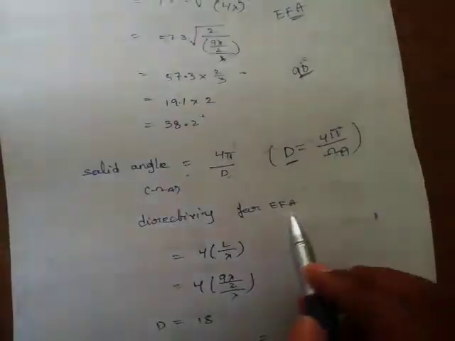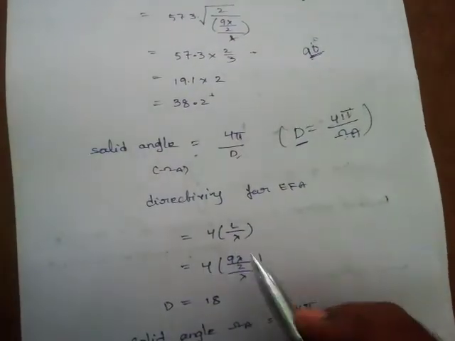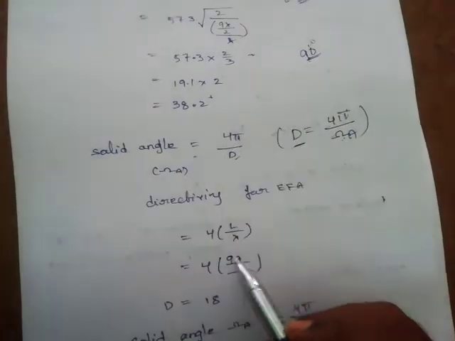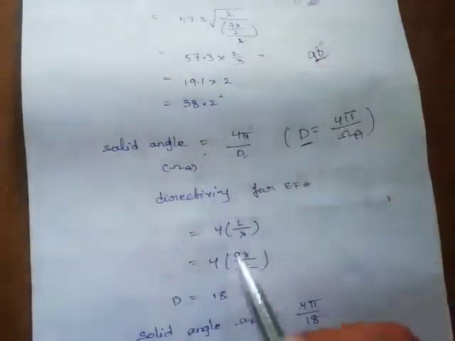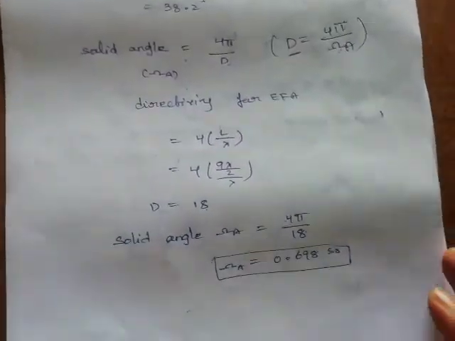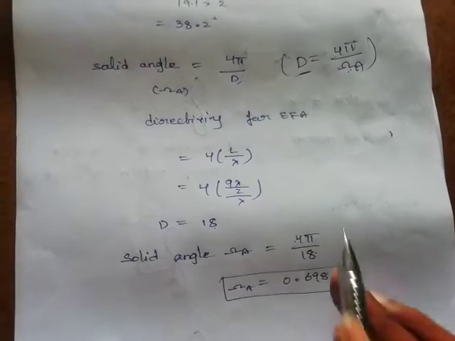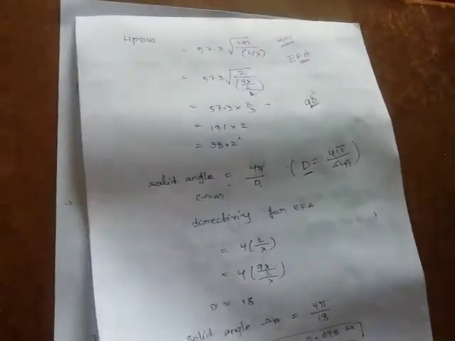The directivity for an endfire array has the formula 4 into L by lambda. We know L and lambda. The L value is 9 lambda by 2. We found that previously, so just check it once. From this you get the D value. Finally, if you substitute that here, 4 pi by 18, you get this value. So that is about the previous video, which was discontinued there.